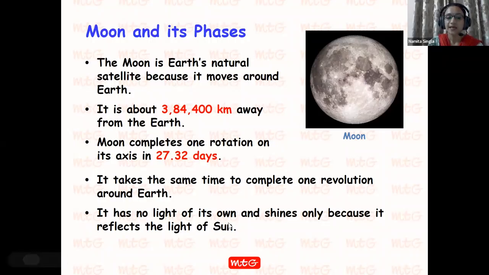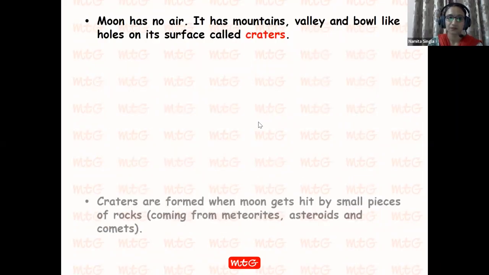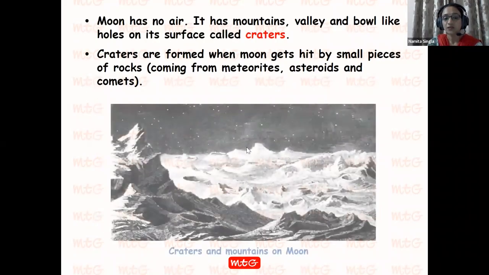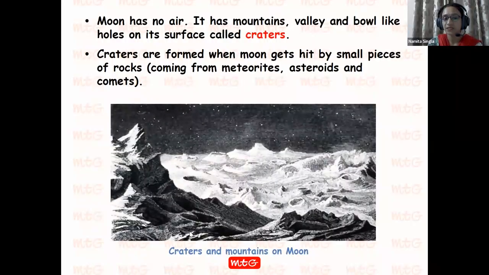The moon doesn't have any light of its own. It reflects the light of the sun. That's why it appears so bright. Then the moon has many ball shaped structures on its surface, which are called craters. These craters are formed when the moon gets hit by heavenly bodies made up of rocks, like meteorites, comets, asteroids. When they fall on the moon with great force, these craters are formed.